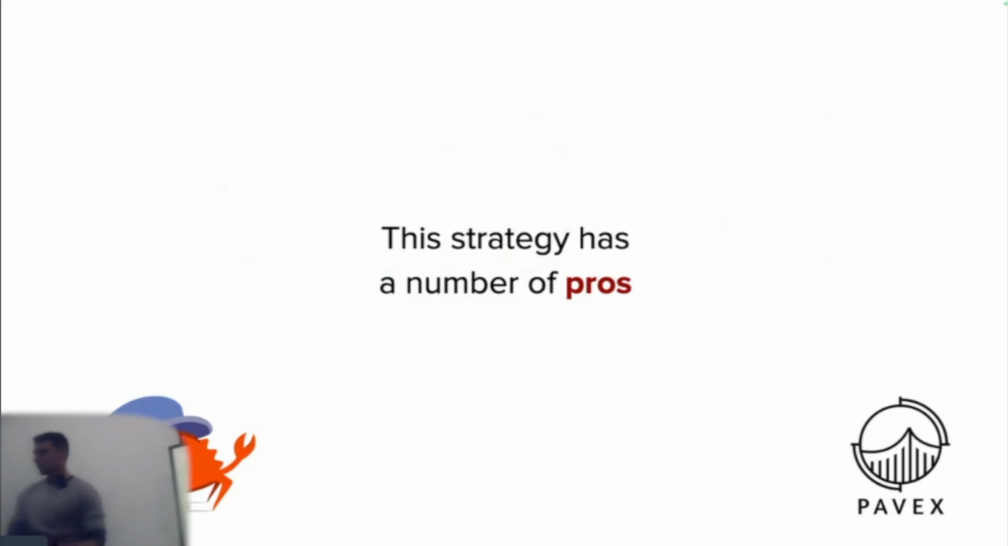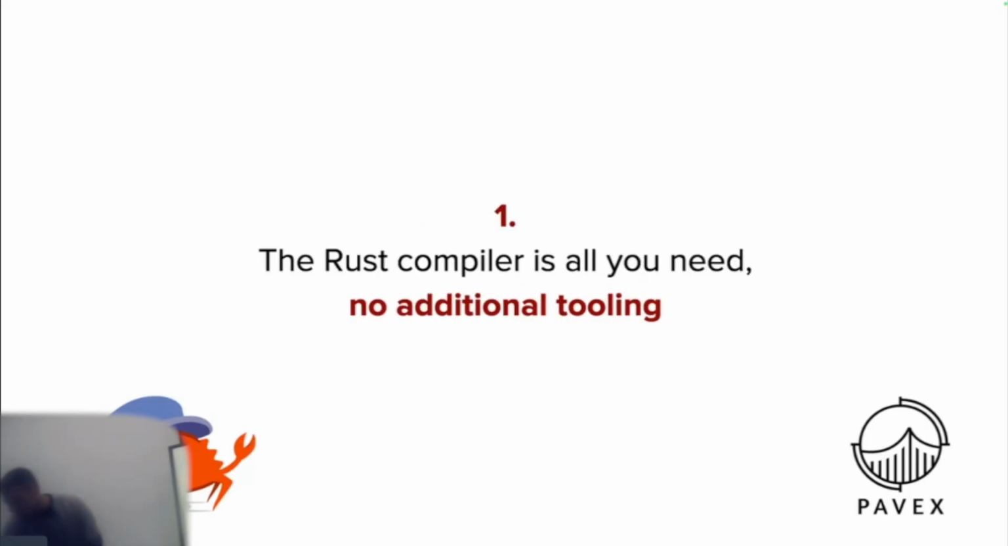That said, let's evaluate it from a user perspective. We don't care about how it's implemented. Let's look at how it works. Number one, this is a big pro: the Rust compiler is all you need. There's no additional tooling. You run cargo build, and dependency injection either works or doesn't work.